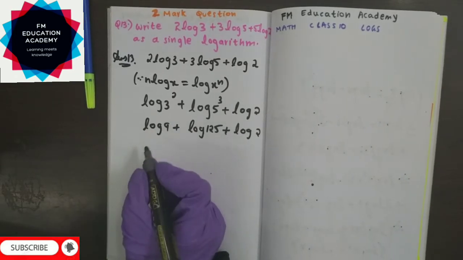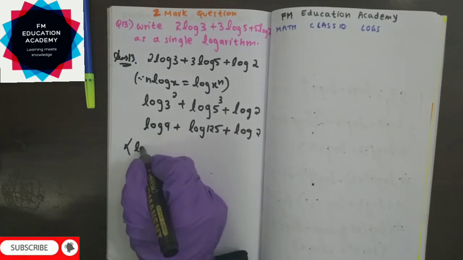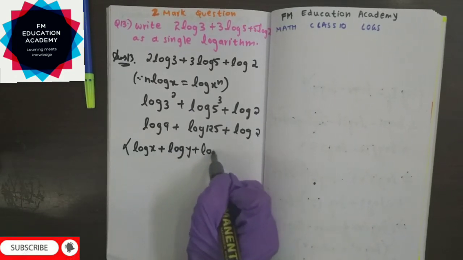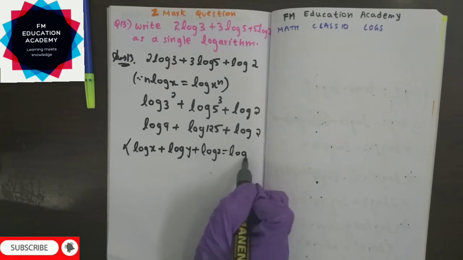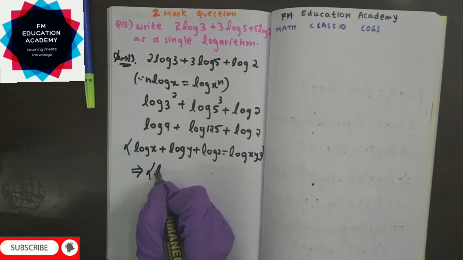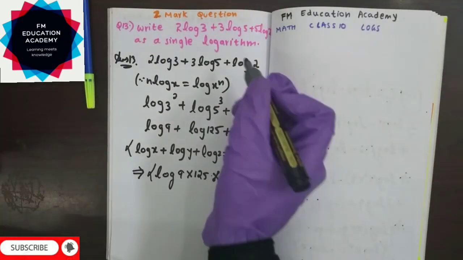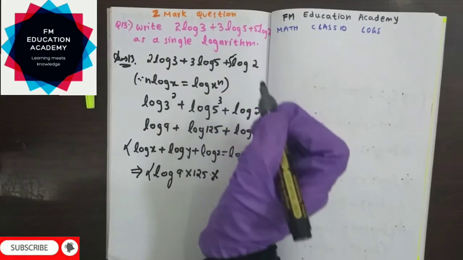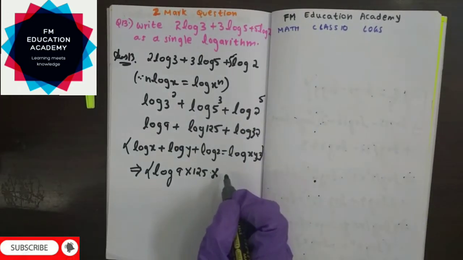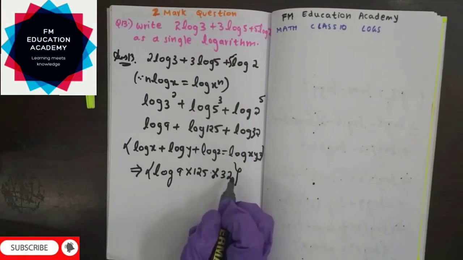Now if we observe, this is of the form of log x plus log y plus log z. We know that log x plus log y plus log z is equal to log x y z. So that is nothing but log 9 into 125 into, 5 log 2 in the question, so here we have log 2 power 5. 2 power 5 means 32. So here also I'll have 32. So log 9 into 125 into 32.